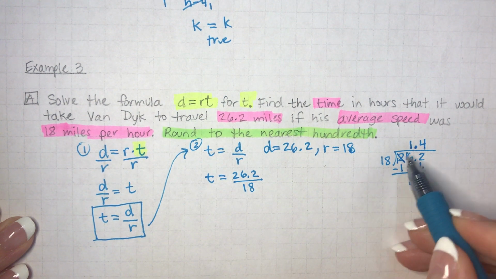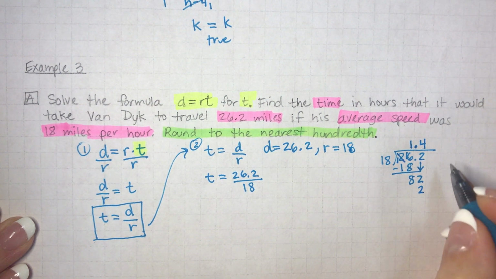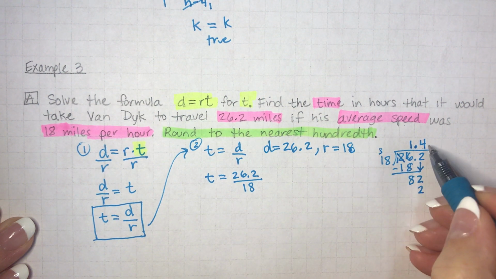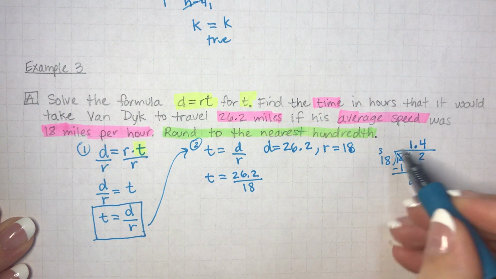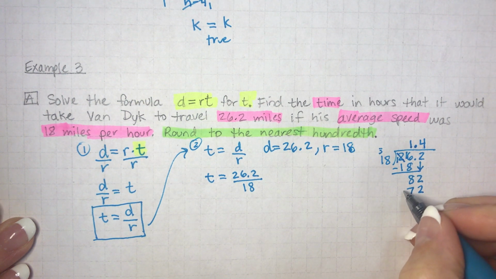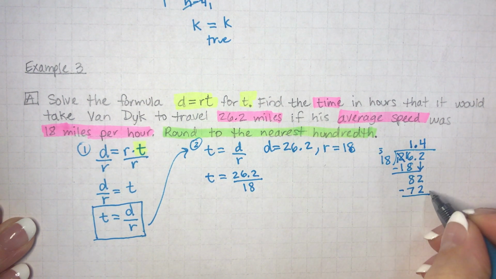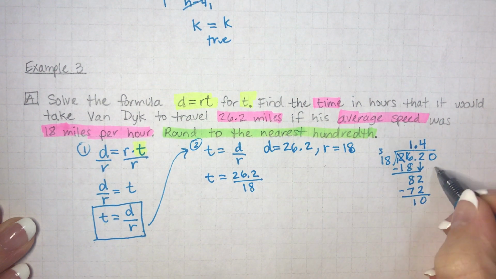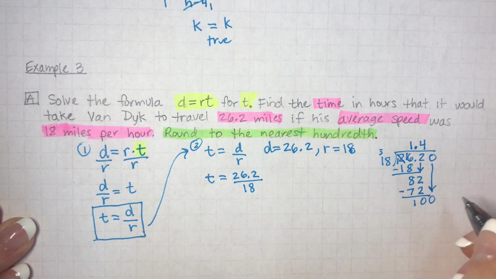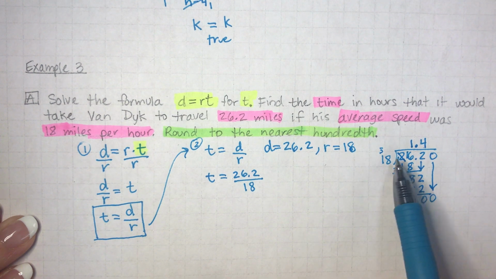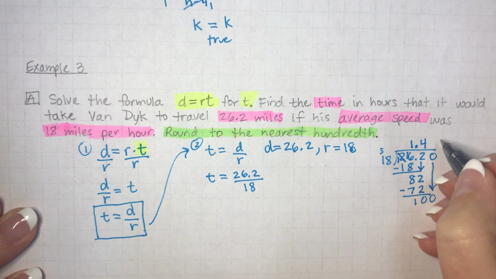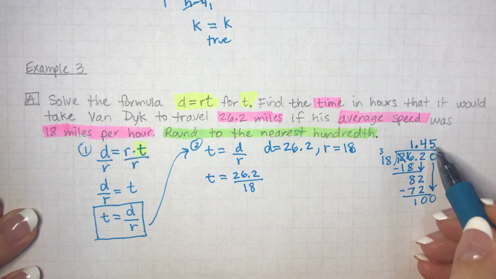And then we multiply. 4 times 8 is 32. Write the 2, carry the 3. 4 times 1 is 4, plus 3 is 7. And then we subtract. We get 0, 1, and then we have a remainder, so we need to keep going. We're going to drop down that 0. And then we're going to say, okay, how many times does 18 go into 100? And again, I'm going to think about 18 like it's 20. 20 goes into 100 5 times. So I'm going to write 5.